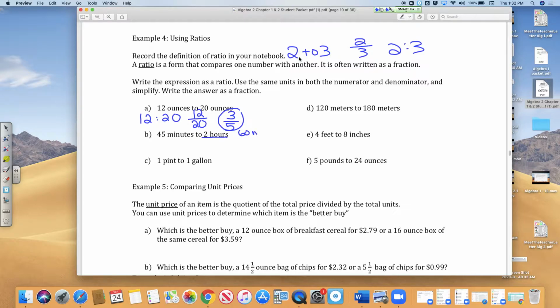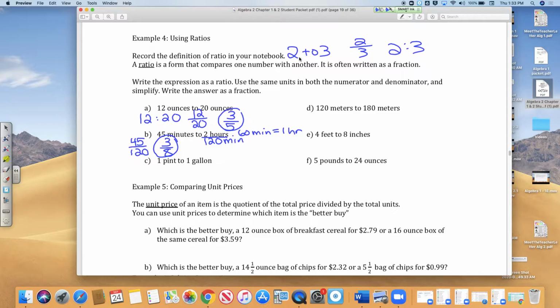There's 60 minutes in each hour, so in 2 hours, there's 120 minutes. Just multiply 60 by 2. So when I'm creating my simplified ratio, this would be 45 over 120. And then I can simplify that all the way down to 3/8 by dividing by 15.